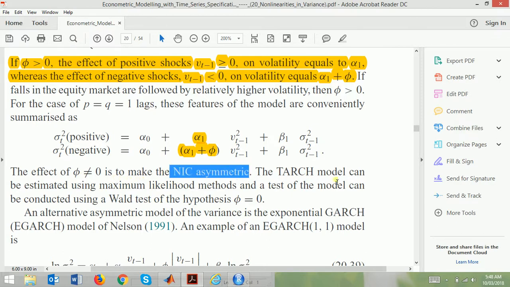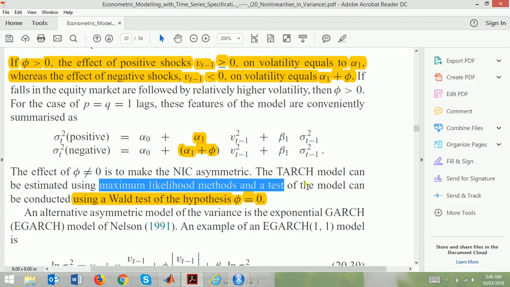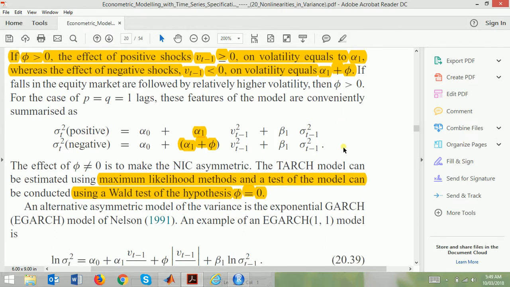The GARCH model can be estimated using maximum likelihood, and a test of the model can be conducted using a Wald test of the hypothesis phi equals 0 or phi not equal 0. That's all. Very simple. So we can check if phi is 0 or not, and if phi is not 0, that means there is existence of the GARCH effect. Then we can go on estimating the GARCH parameters from our model.